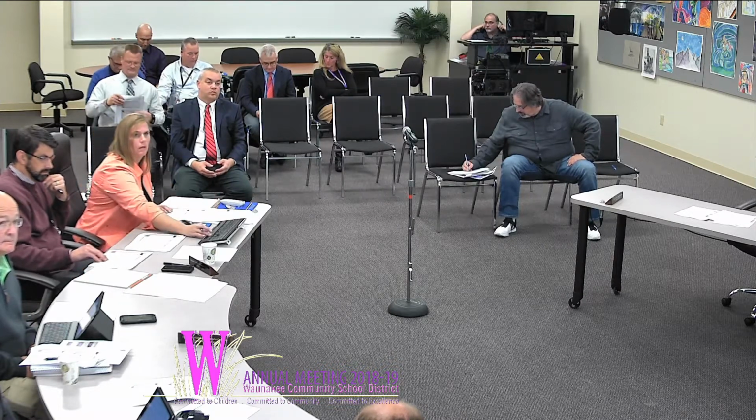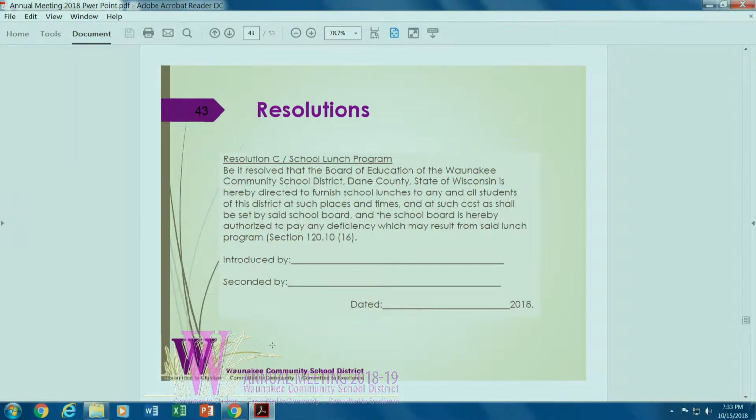And the motion carries. Resolution C, the school lunch program authorization. Is there a motion? Motion to approve Resolution C as presented. Is there a second?